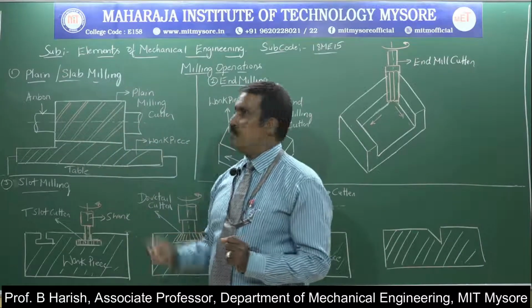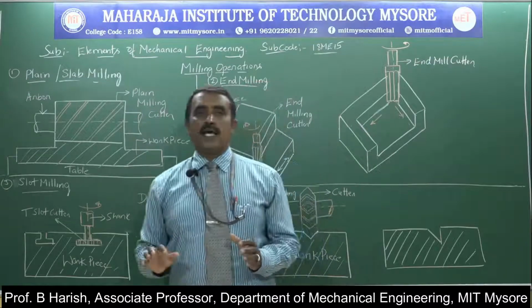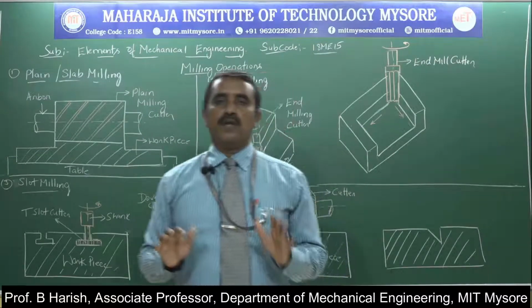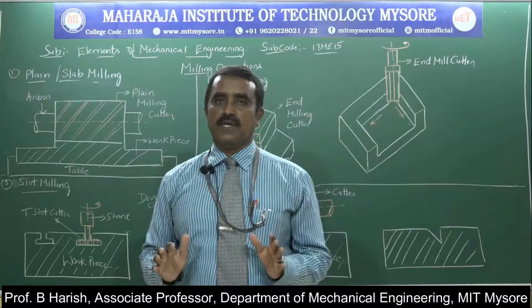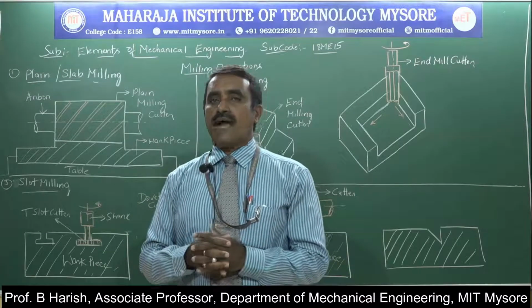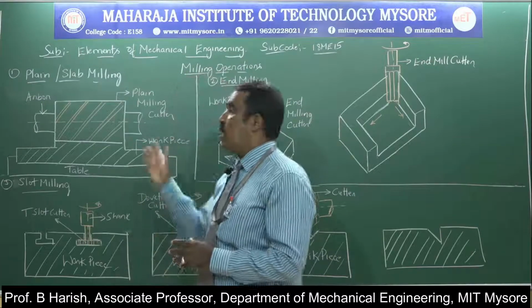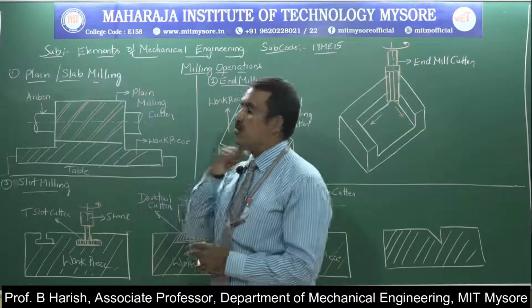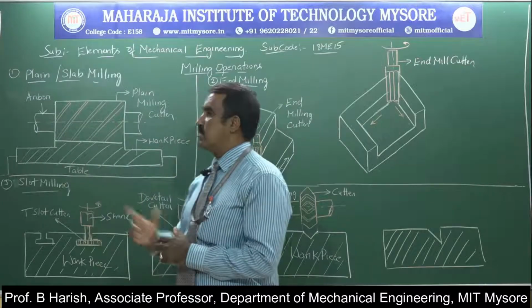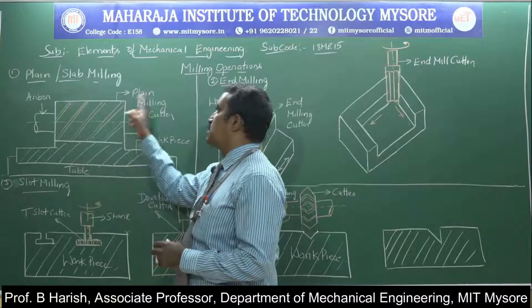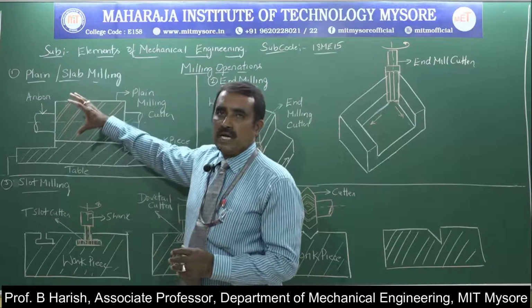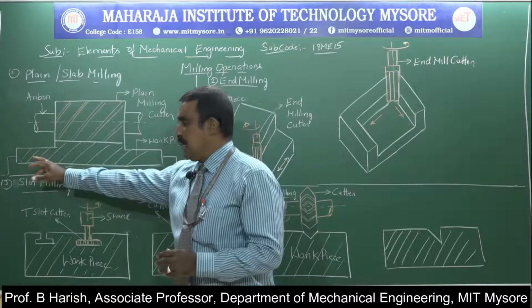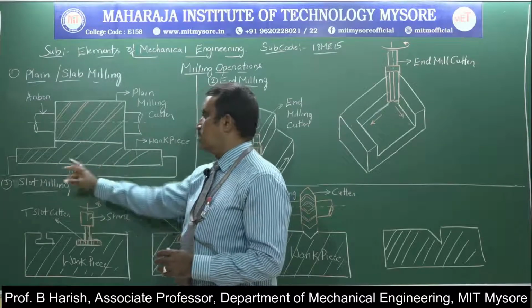So what is plain milling? Plain milling is an operation that is performed to produce horizontal or flat surfaces on a given job. How is this operation performed? It is performed on a horizontal milling machine. The cutter we use is called a plain milling cutter. Here the cutter is fixed on the arbor, and the workpiece is fixed on the table.